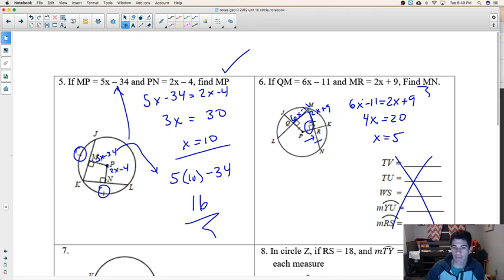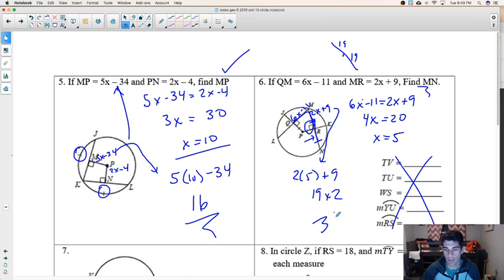But they did say to find MN. So what you're going to have to do is 2 times 5 plus 9. That's going to be 19. Not there yet, though, because 19 is only part of the chord. So again, to bisect means to cut in half. So if this guy was 19, then the other side's going to be 19. And 19 plus 19 is going to be 38. And that's going to be your final answer for question number 6.